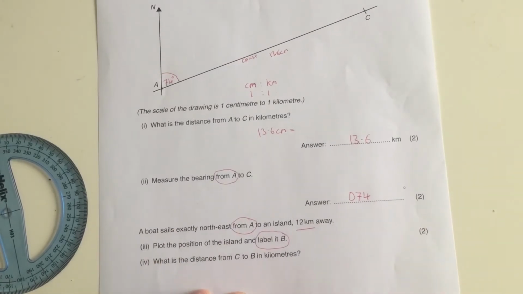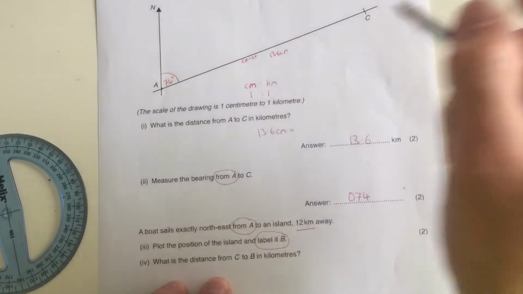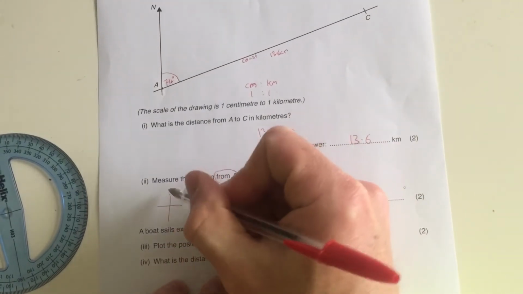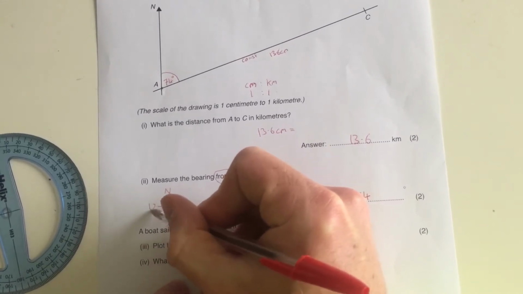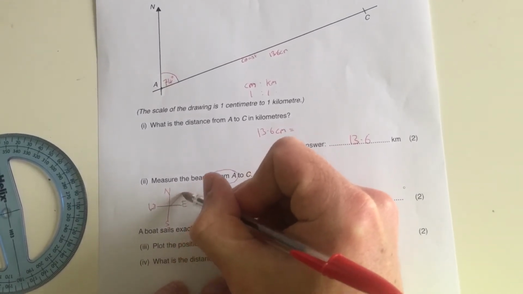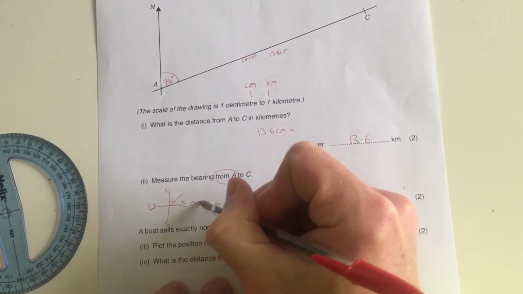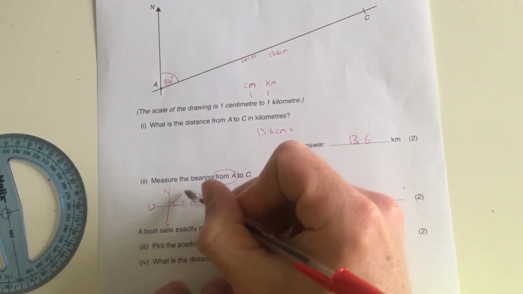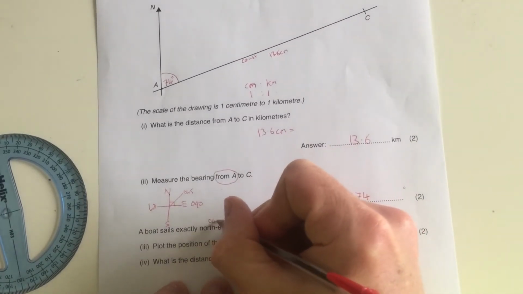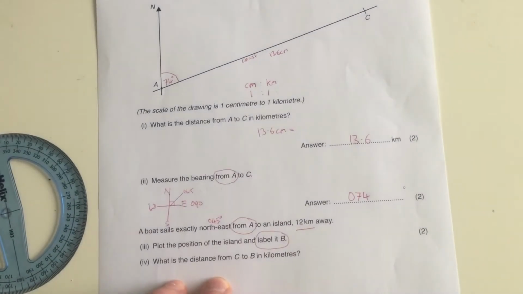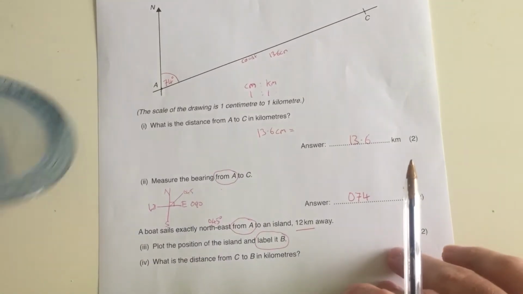So northeast. Now you should know the bearing of northeast, but if you don't, there's your compass, north, east, south, west, and northeast is exactly halfway, and north to east is 090 in bearings, so halfway is going to be 045. So we're looking at 45 degrees as an angle. So the first thing we do is we measure this.